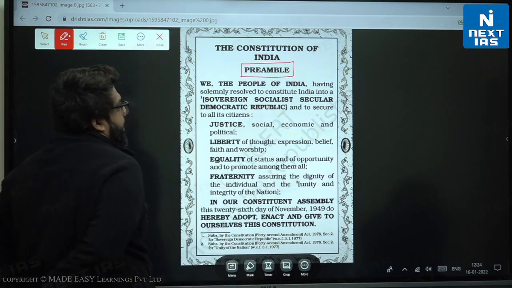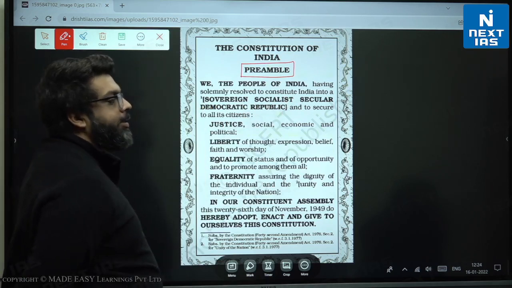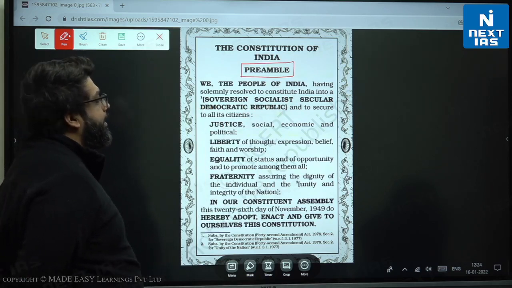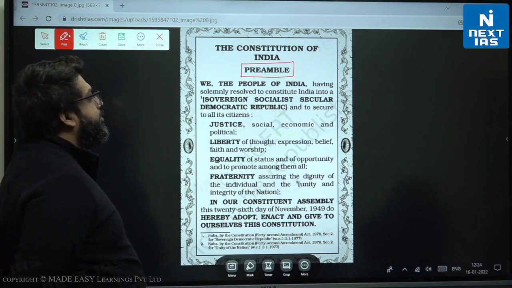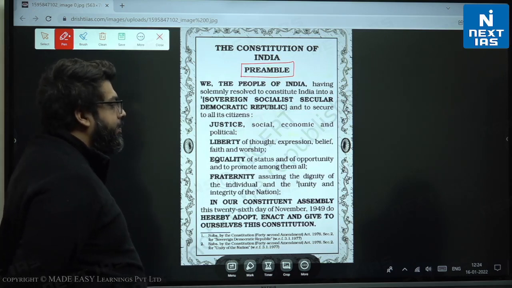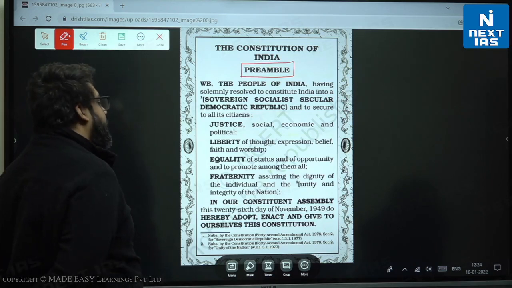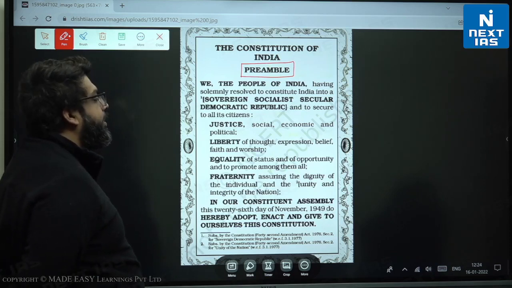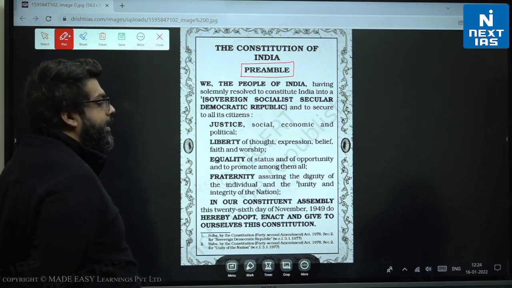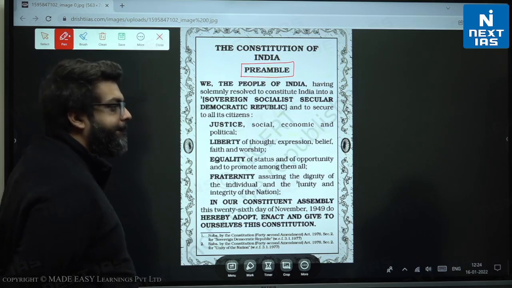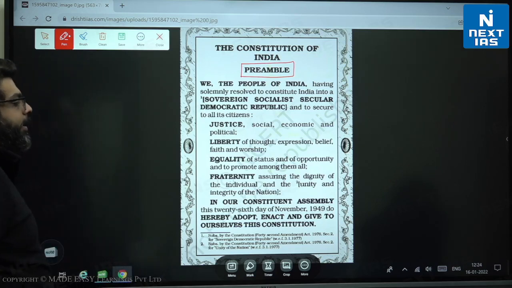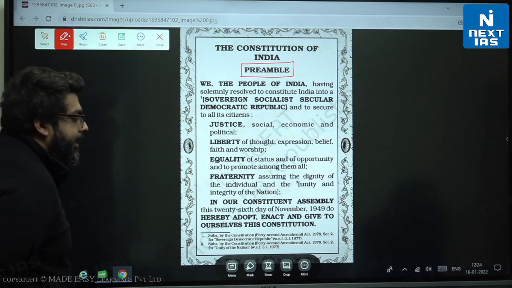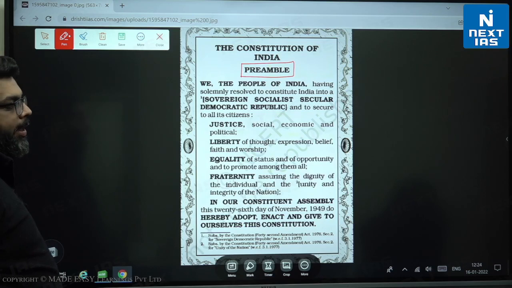We, the people of India, having solemnly resolved to constitute India into a sovereign, socialist, secular, democratic republic, and to secure to all its citizens justice, social, economic, and political, liberty of thought, expression, belief, faith, and worship, equality of status and of opportunity, and to promote among them all fraternity, ensuring the dignity of the individual and the unity and the integrity of the nation. Okay? Now, in our Constituent Assembly, on the 26th day of November 1949, we hereby adopt, enact, and give to ourselves this Constitution of India.